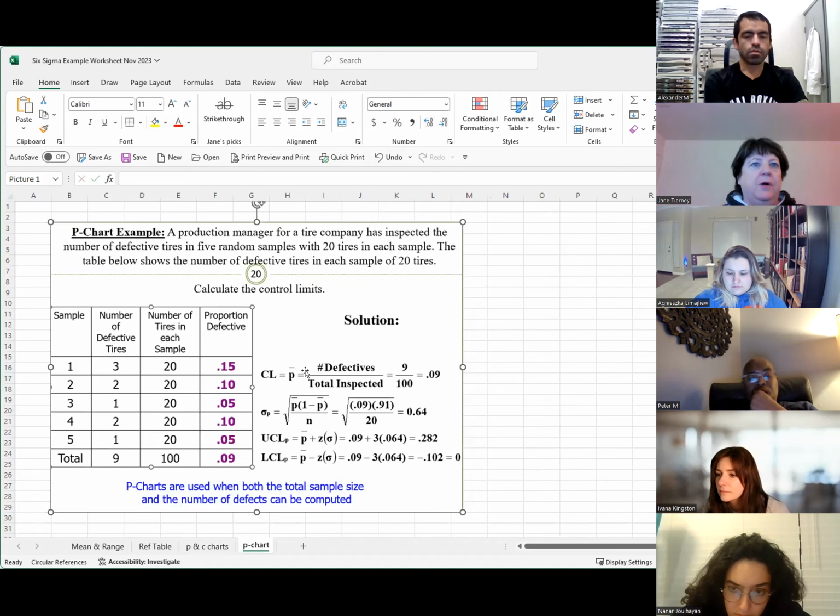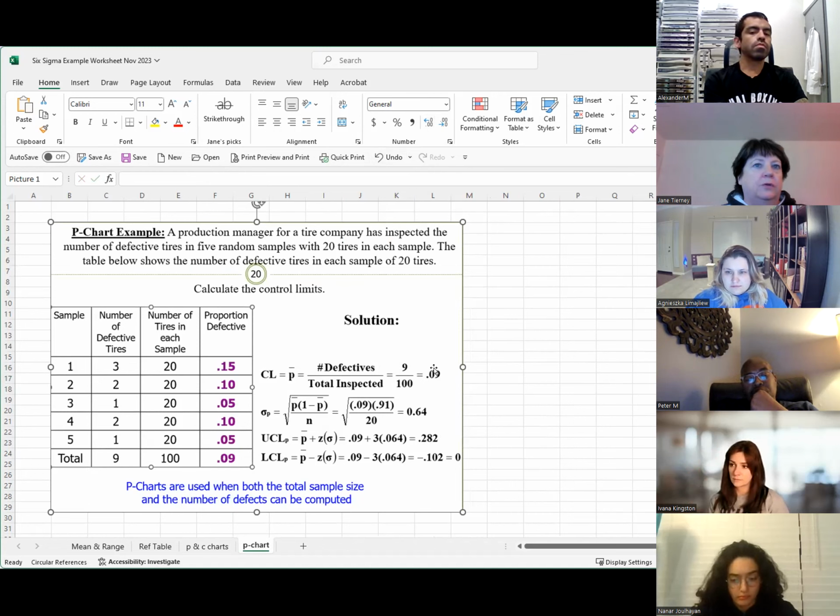So we take the P bar, 9 divided by 100. The total 9 divided by the 100 is 0.09. Then we take 0.09 times 0.91 divided by 20, which is the number in the sample size. So you're right, that should be 200.